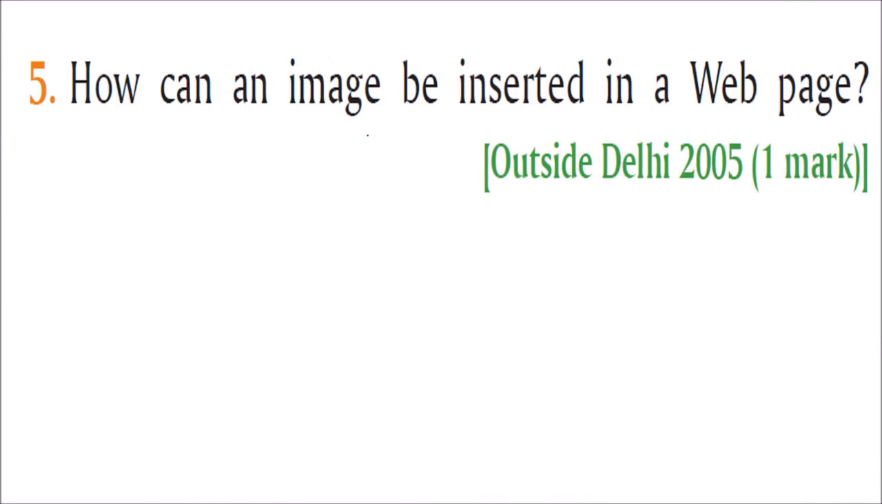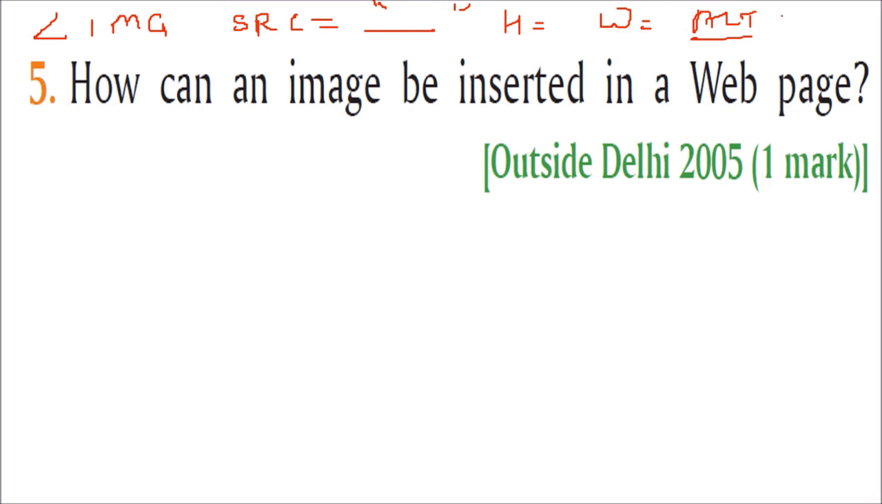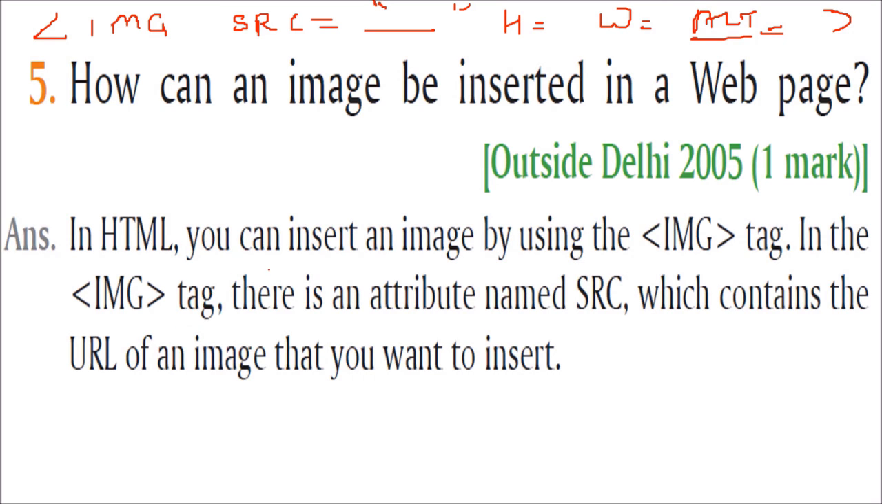How can an image be inserted in a web page? So this is how we insert. We give img, then src, source is the complete path of the image in double quotes. Then we give height, then we give width. You can give it in percentage also. Then you give alt if you want. These are all optional, alternate name. So in HTML, you can insert an image by using the img tag. In this img tag, there is an attribute called src which contains the URL of the image that you want to insert.